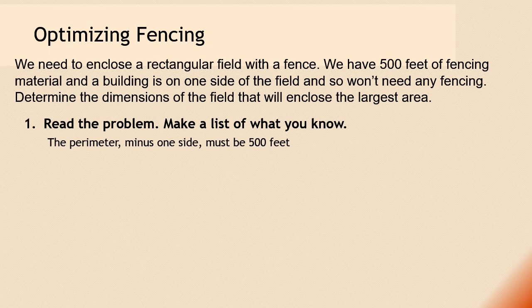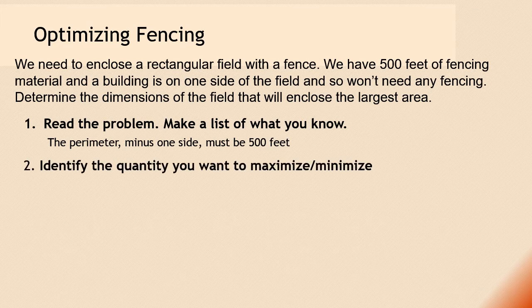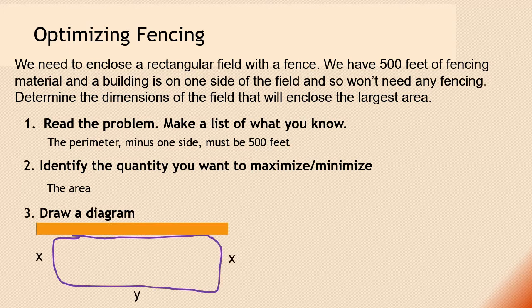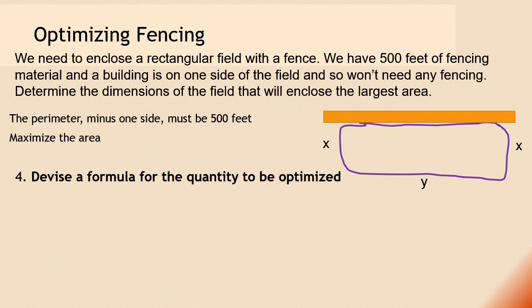So reading the problem, we see that the perimeter minus one side must be 500 feet. And we want to maximize the area of the field, so the area. So this is similar to our tabletop exercise. We'll draw a diagram, and that orange bar across the top is supposed to represent the building. So we're actually not including that fourth side in our calculations. And the formula, well, you already know the area.